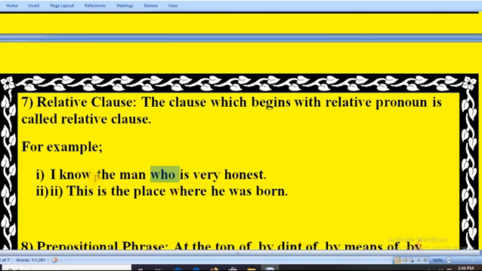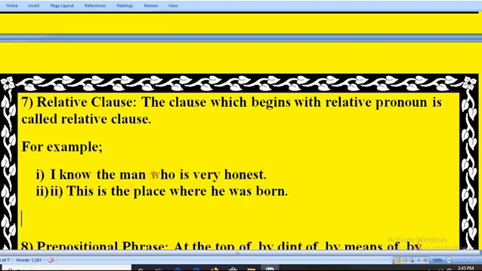I know. Here look, I know is an extra clause. So the man who is very honest, that is also a clause. I know is also a clause. That's why here the man who is honest is a relative clause, where a relative pronoun has been used. Okay.